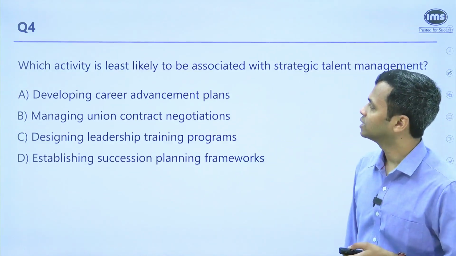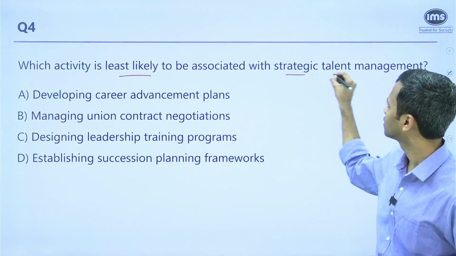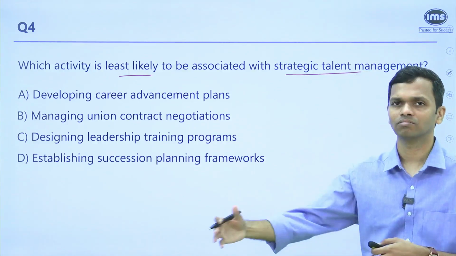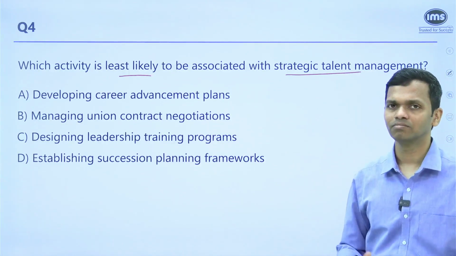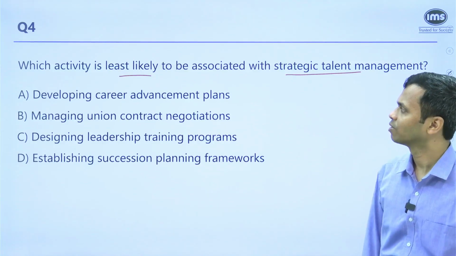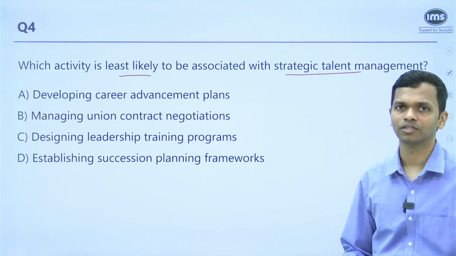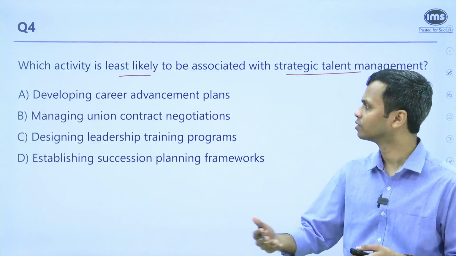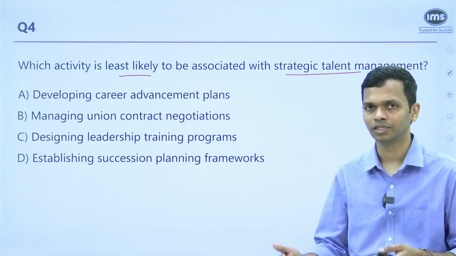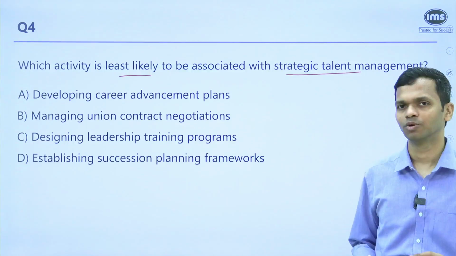Which activity is least likely to be associated with strategic talent management? Okay, so strategy is long term, and we want the one that is least likely to be directly impacting it. First is developing career advancement plans. Yes, important. When it comes to strategy, you want to decide what the career advancement plan should be for various individuals in the organization. Second is managing union contract negotiations.